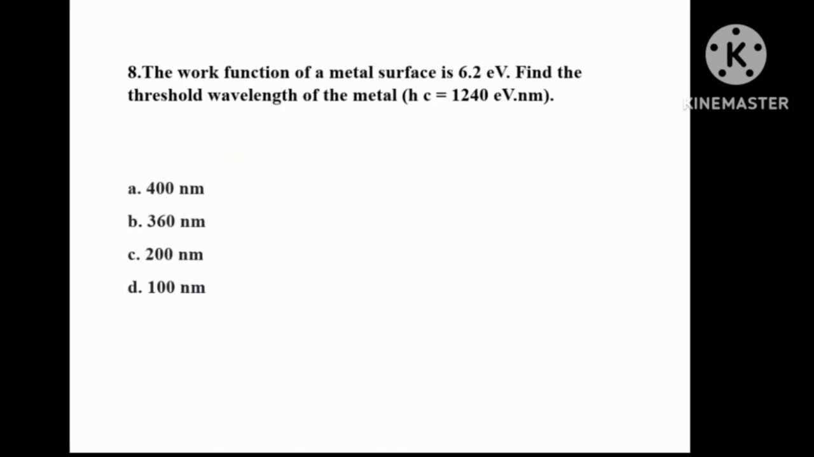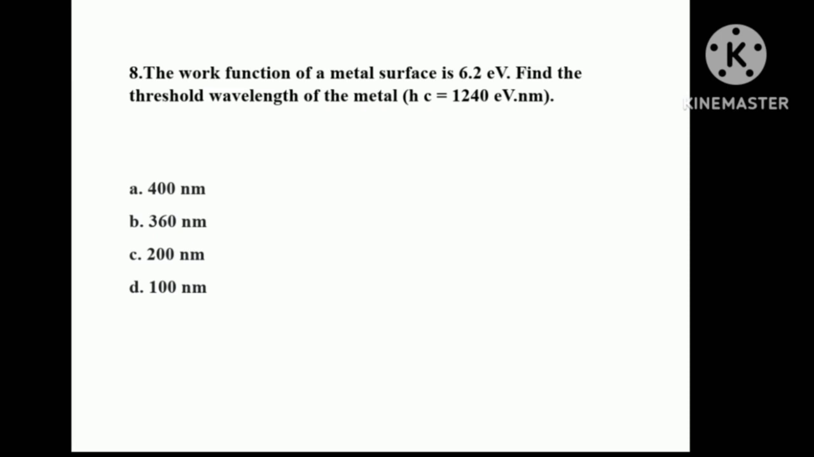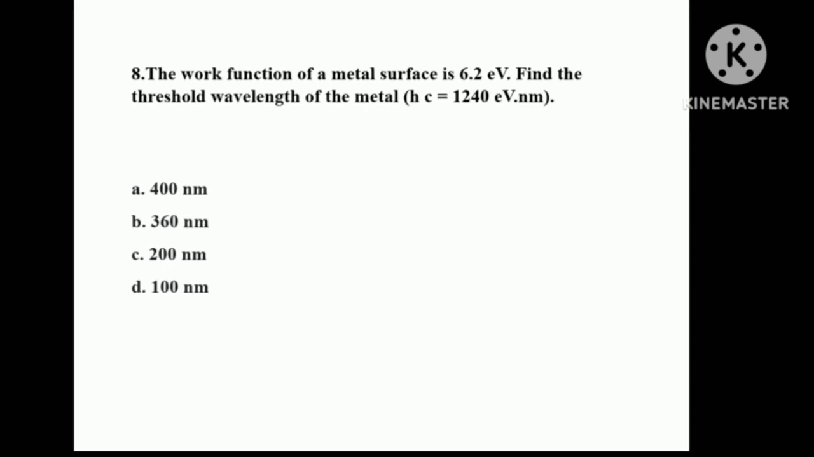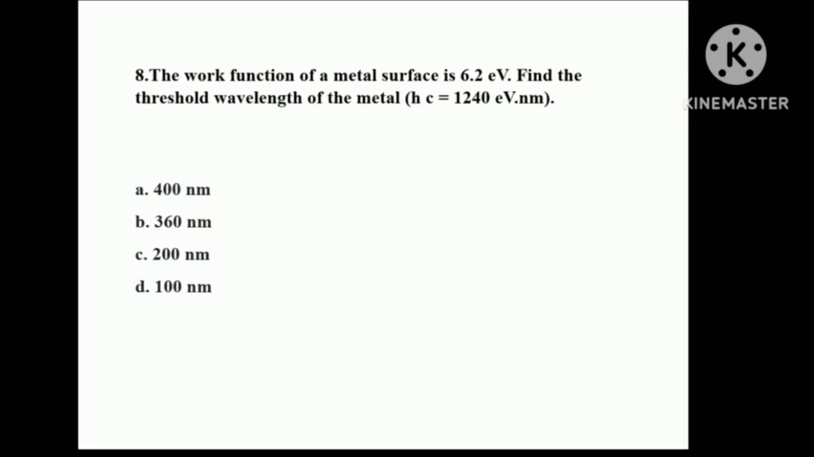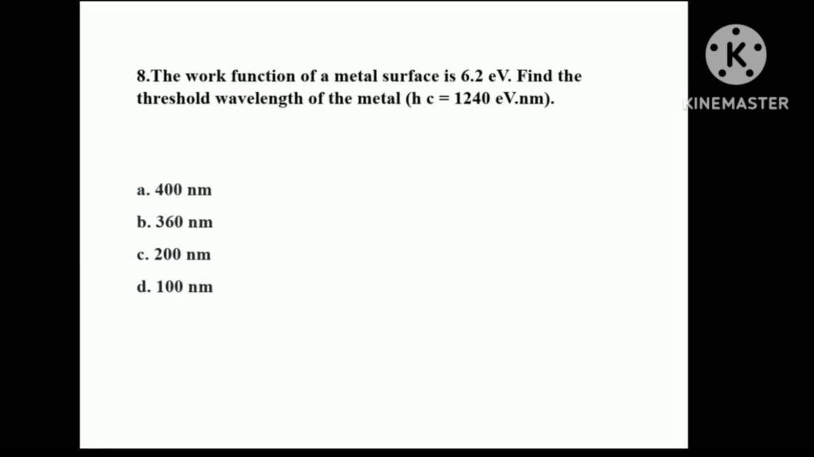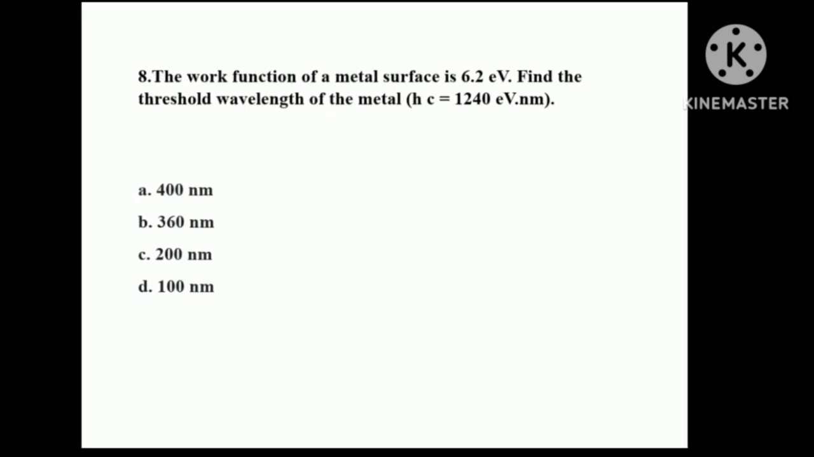Question number 8. The work function of a metal surface is 6.2 electron volt. Find the threshold wavelength of the metal. In the problem, hc value is given. It is 1240 electron volt nanometer. For this question, 4 options are given. Option A, 400 nanometer, option B, 360 nanometer, option C, 200 nanometer, option D, 100 nanometer.